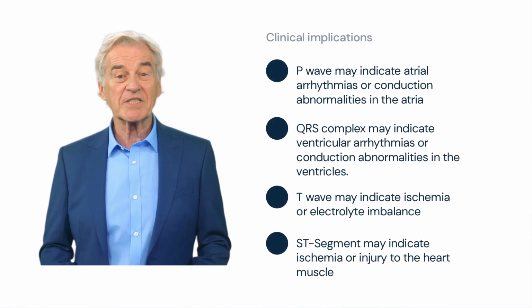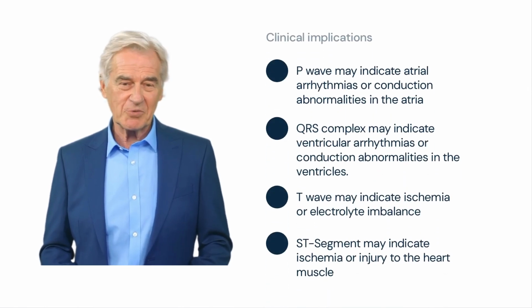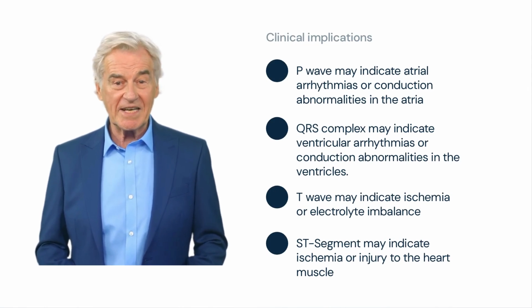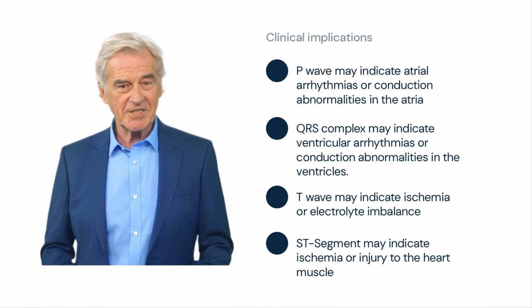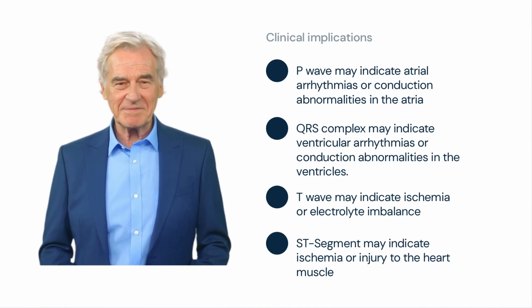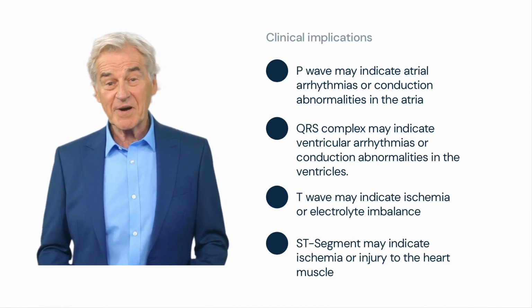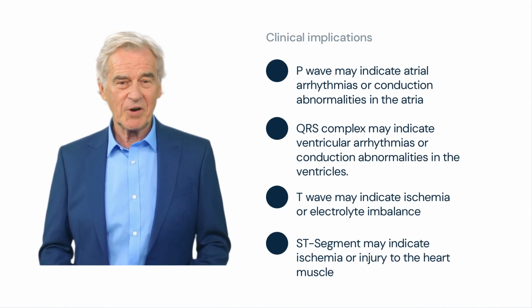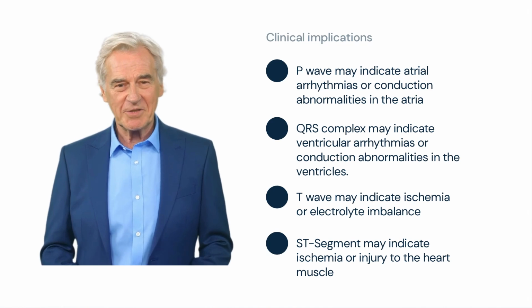Finally, let's talk about some of the clinical implications of these waveforms and intervals. Abnormalities in the P wave may indicate atrial arrhythmias or conduction abnormalities in the atria. Abnormalities in the QRS complex may indicate ventricular arrhythmias or conduction abnormalities in the ventricles.